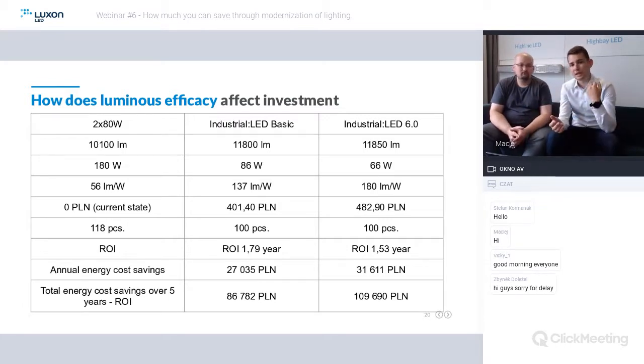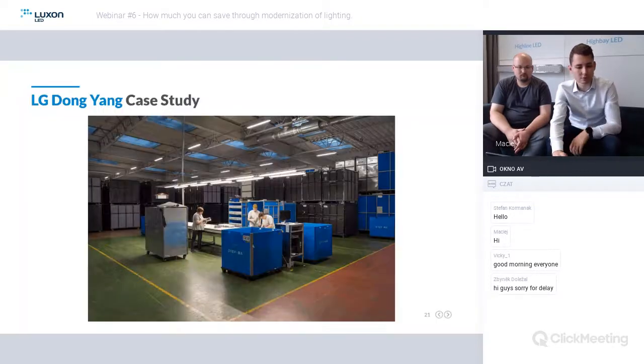So that's why we are doing this webinar today. That's why we want to draw your attention to how to calculate the ROI and how to calculate the TCO, because the TCO, we'll talk about it in a moment, is something that we really have to look into. And right now we would like to show you one of our case studies. This is LG Dongkyang in Poland.